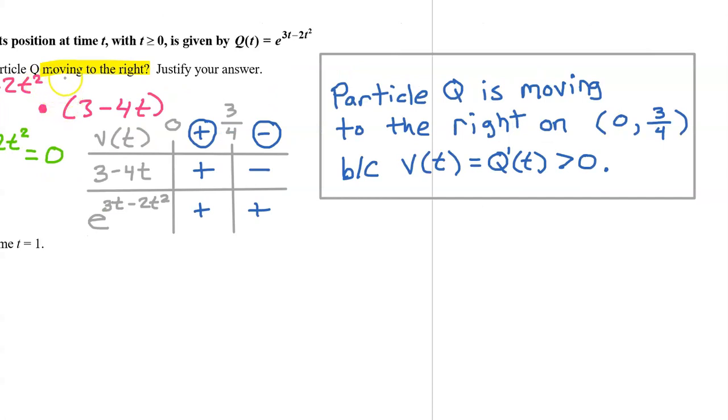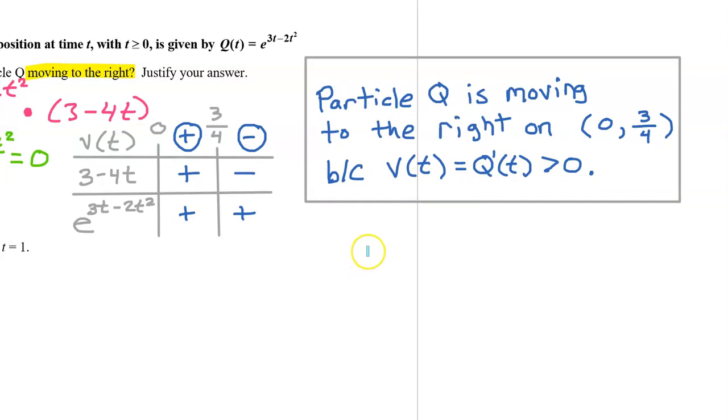They only asked when q is moving to the right. So we say particle q is moving to the right on the interval from 0 to 3/4 because v of t, which equals q prime of t, is positive. Notice that instead of just saying that the velocity is positive, I went out of my way to mention the position function, q of t, in my justification. That's because they did not give us the velocity function. They gave us the position function. So I always want to refer back to the actual function that we are given in my justification.